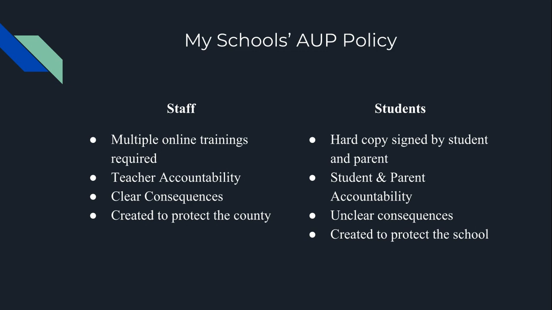Now, the students' AUP policy is a hard copy signed by students and parents. It promotes student and parent accountability. Parents need to be just as accountable for student use as the students and teachers are. There are unclear consequences. It states that students can lose technology, but it doesn't state how long or to what extent. And I feel it's created to protect the school. Throughout that AUP, it states that the school can only do so much while the child is in school. Once the child leaves school, it is on the parent's responsibility to make sure that the student is using the technology for the appropriate use.